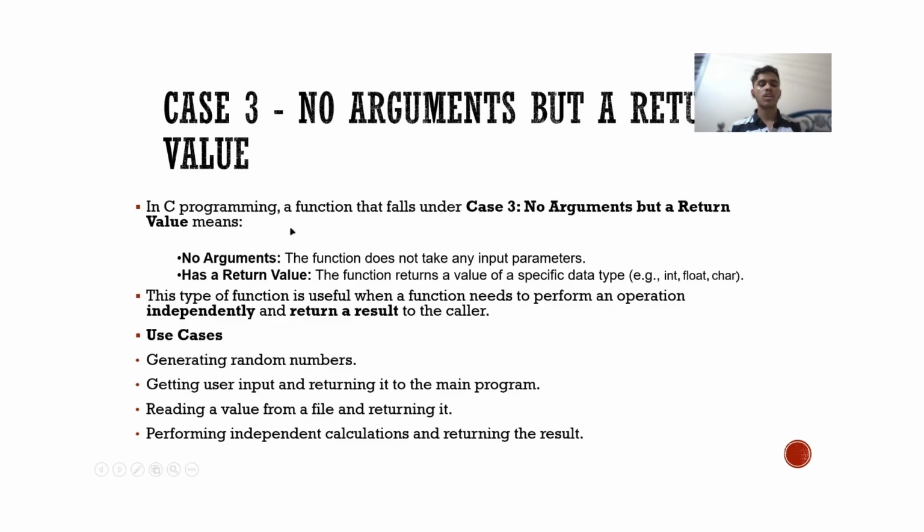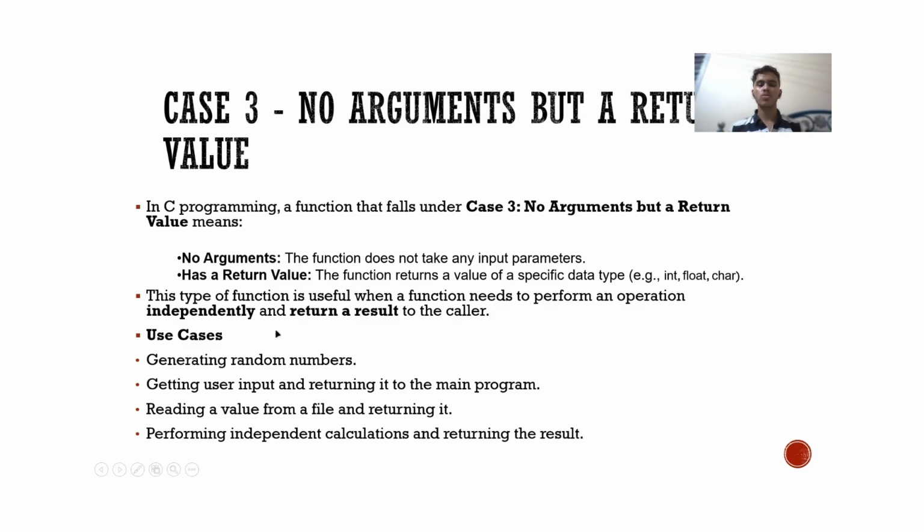Third case: in C programming, a function that falls in the third case has no argument but a return value. The function does not take any input parameters. The return value is a value of a specific data type, for example int, float, or char. This type of function is useful when a function needs to perform an operation independently and return the result to a caller.